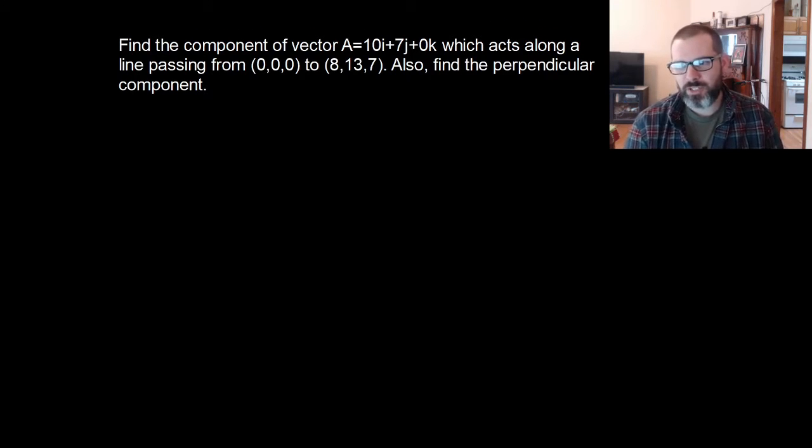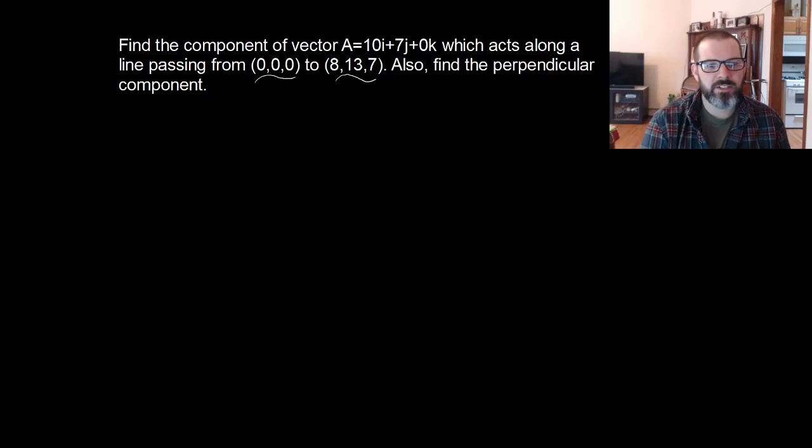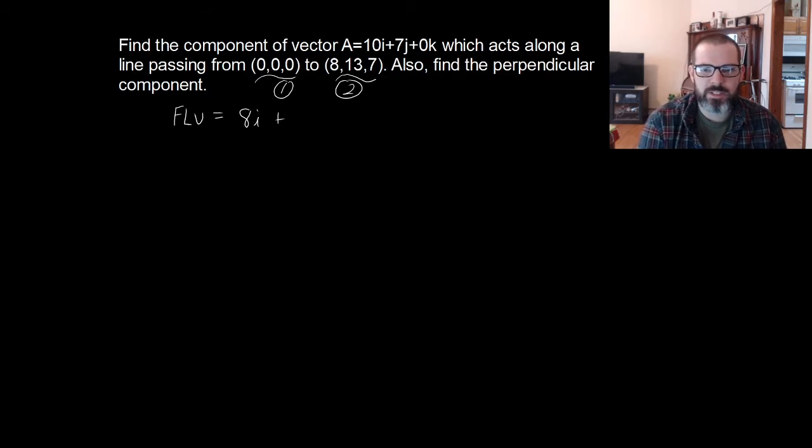It only has direction. So we can treat this line, which goes from 0, 0, 0 to 8, 13, 7, as a unit vector. So we're going to create a fake line vector. I'll call it FLV. It's going to be equal to the difference between point 1 and point 2. So the difference between 8 and 0 is 8, so I'm going to say I have 8i. The difference between 13 and 0 is 13, so plus 13j. And the difference between 7 and 0 is 7, so I'm going to say I have 7k.